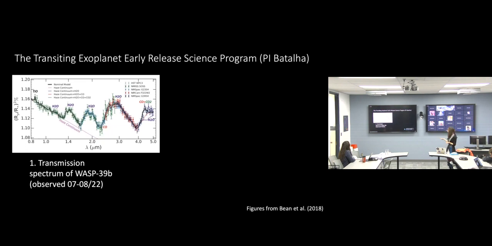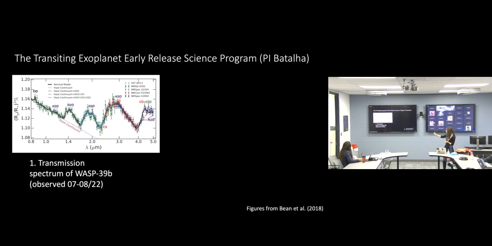So the Transiting Exoplanet Early Release Science Program in particular consisted of 3 different parts. The first one was a transmission spectrum of WASP-39b, which was observed last summer in July and August. So this was a transmission spectrum spanning a broad wavelength range from about 0.8 to 5 microns. And that was done by combining observations from 4 different filters on 3 of the different instruments on JWST.